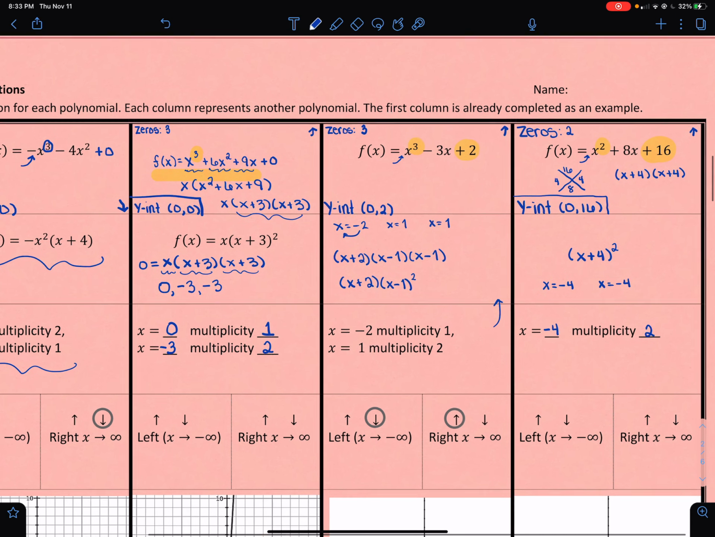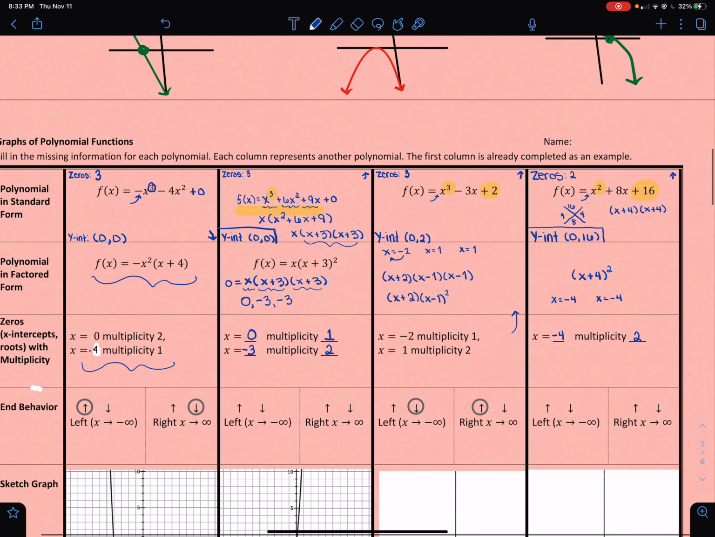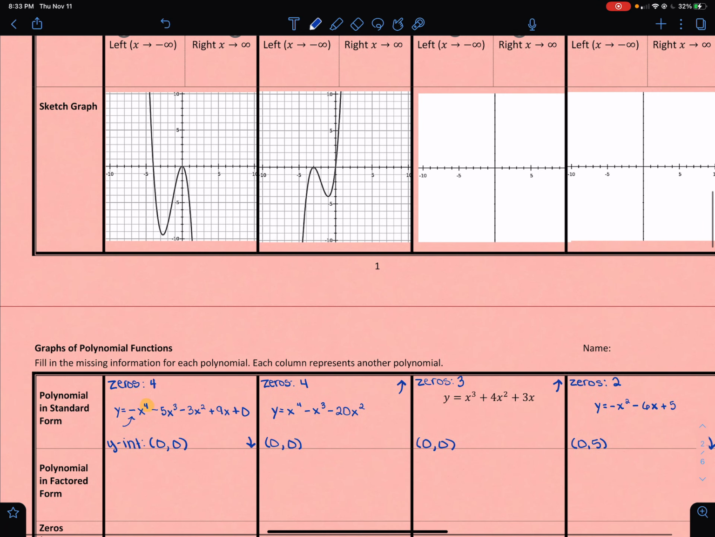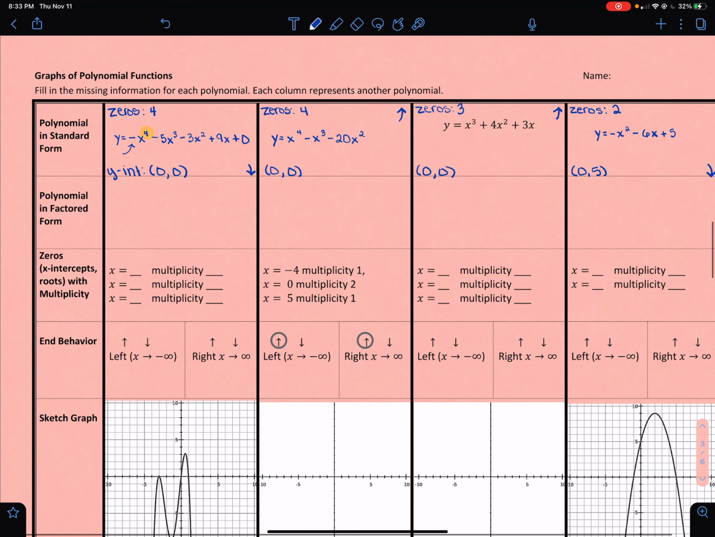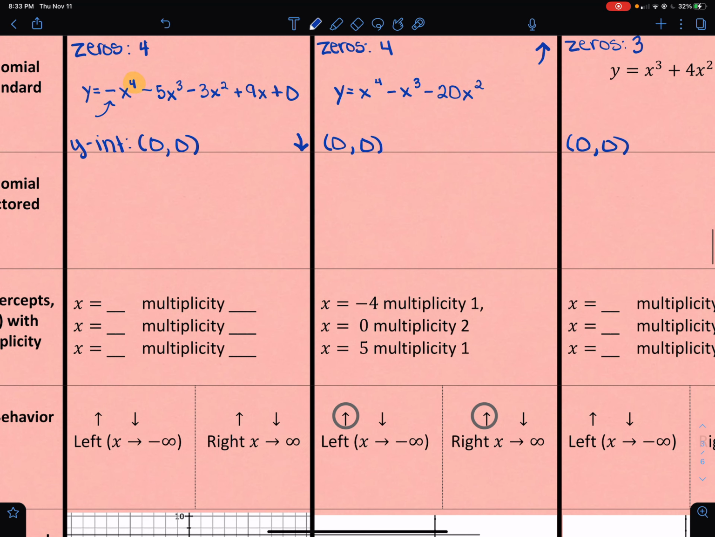Okay, all right, so now let's go to the back of this page and let's try the next 4 on that page. On this one here, there's a lot going on. I know there's going to be 4 zeros. When I look here, though, I only see room for 3. So that means one of them has to be doubled. So what I'm going to do is take negative x to the 4th minus 5x cubed.